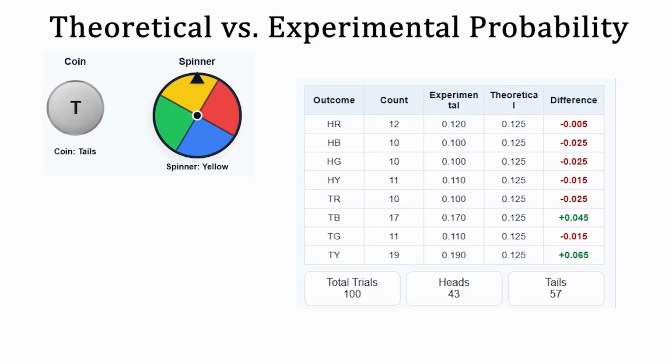All right, so in review, we should understand that theoretical probability is what we expect to happen based on mathematics and the sample space. Experimental probability is what actually happens when we perform an experiment and collect data. When the number of trials is small, experimental results may vary significantly from theoretical expectations. However, as the number of trials increases, experimental probability tends to get closer and closer to the theoretical probability.